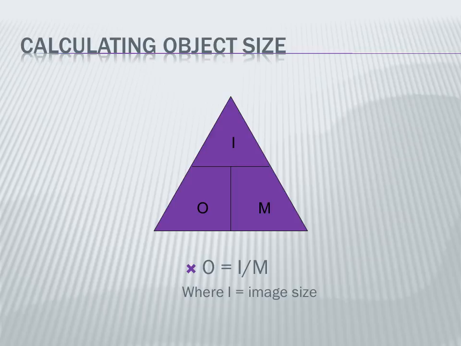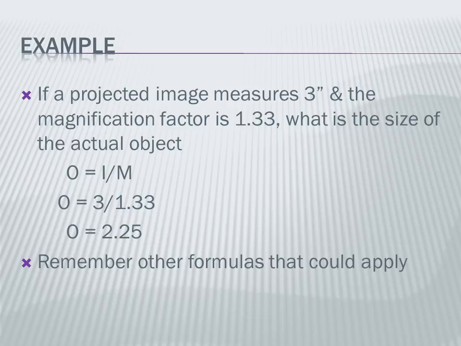Again, another calculating object size. So this one is O equals I, where I is the image size, divided by the magnification factor. Example: if a projected image measures 3 inches and the magnification factor is 1.33, what is the size of the actual object? Again, play it out, and you end up with an object size of 2.25. Remember other formulas that could apply.